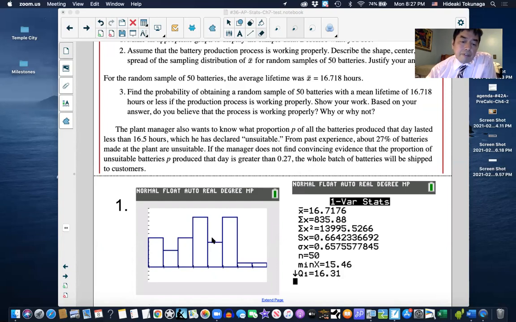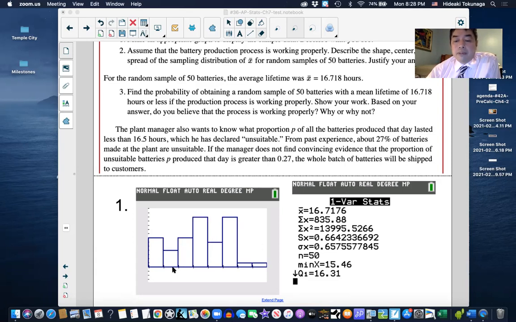You could say roughly symmetrical, but it's a little bit disoriented. You could say it's unimodal, bimodal, but nearly symmetrical. But where is it? SOCK, right? So SOCK. That's a shape. O is no outliers. C for center.